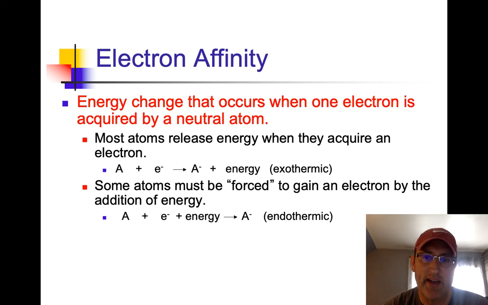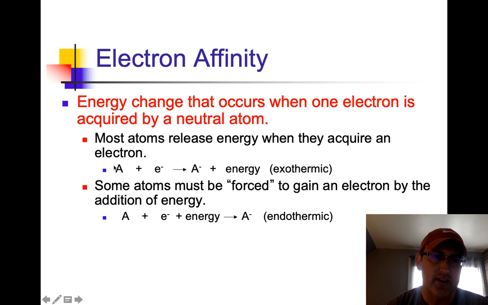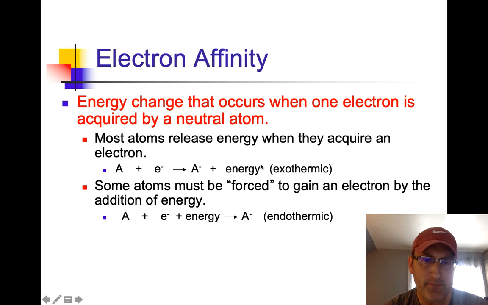Okay, so there's 2 ways that this can go. Mostly we only look at the first way here, when atoms release energy when they acquire an electron. So you take this neutral atom A, you add an electron, it forms the anion, but it also gives off some energy. Okay, you'll see in the next slide where there's a little diagram, and these are the ones that are the most red.